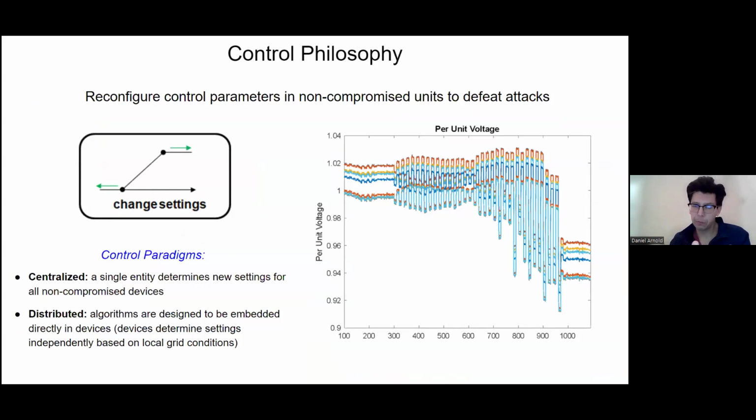An example of this process underway is shown on the right. This is a time series of voltages in the power system, in a grid that we were studying in simulation. We introduce a cyber attack, which creates this instability, and then we start this adjustment of parameters and devices that we control. And as you can see, eventually these oscillations go away.